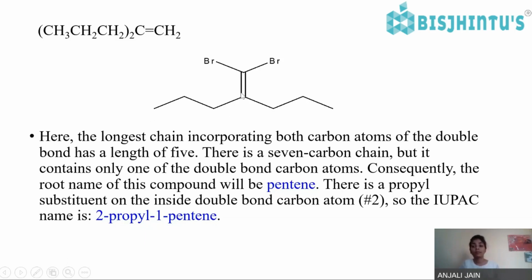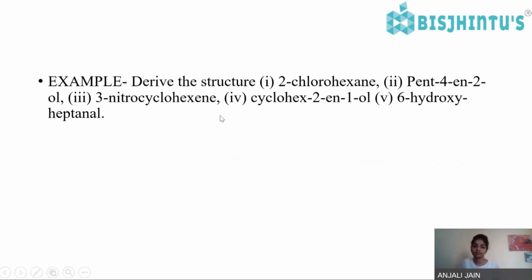So it won't matter if you do the numbering from the left or right side, because this 2,2-dibromoethyl group is coming at the 4th position from both ends of the octane. So we will number this as 4-(2,2-dibromoethyl)octane. This is how we are going to number this. This is what is called the nomenclature.